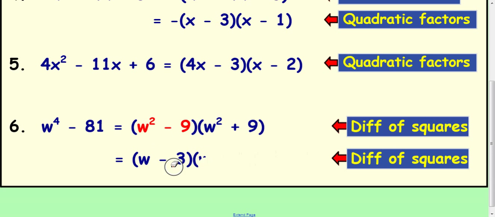So I'm going to write that down, and then I'm going to leave the w squared plus 9 at the end. Just check again. Can't factorise any of this. Okay, I'm finished.